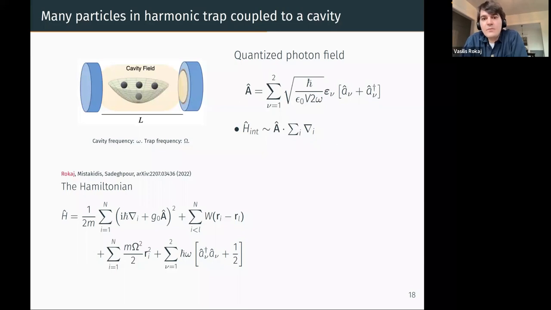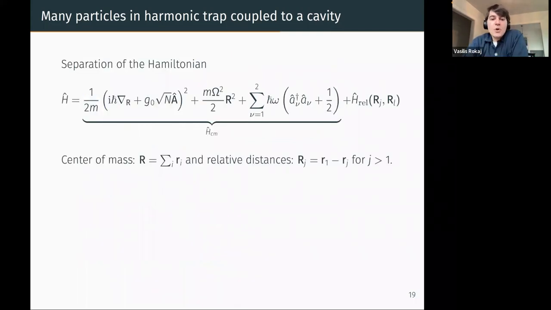So what you can do with this now is go to the center of mass frame in order to get the analytic solution of the system. Let me show you what I mean. Capital R is the sum of the positions of all the particles, and R_j is the relative distance of the particles. I choose one particle and then define the distances of all the others with respect to this one particle. What happens is that, because the forces coming from the harmonic trap are linear, and because the cavity field is homogeneous, the Hamiltonian separates into the center of mass part and the relative part.